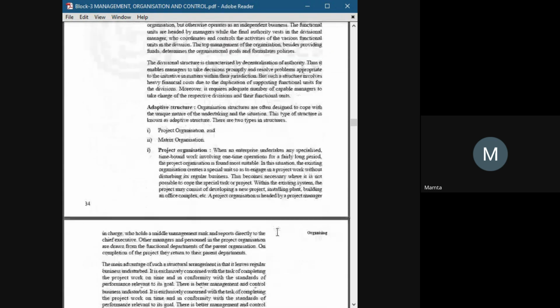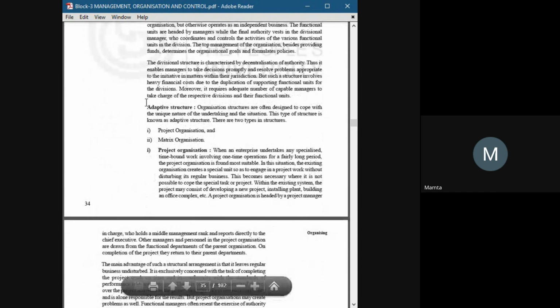Moving further to the adaptive structure. In adaptive structure, we have two types of structure. First one is project organization, and second one is matrix organization. Now listen carefully. The project organization is easy. As the name says, in our organization we get some tasks, we get some projects. And for that project only, when we create an organizational structure, that is known as project organization.